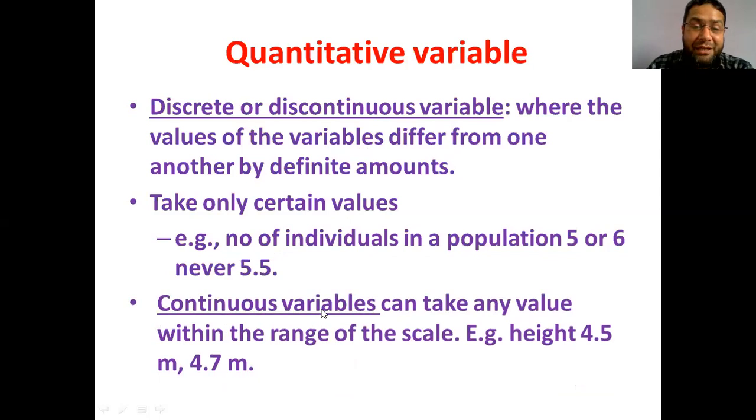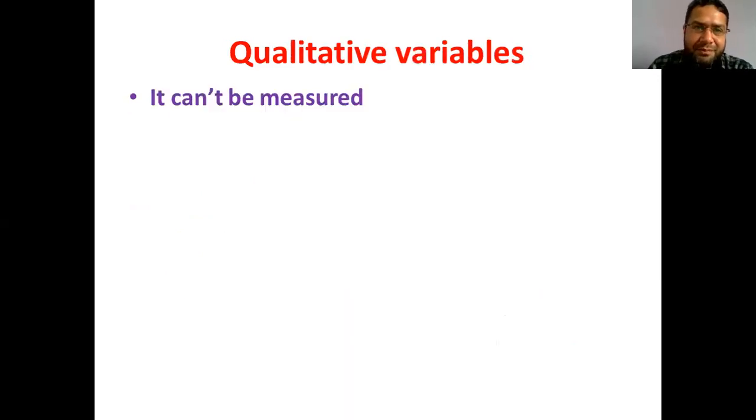Then we have the continuous variable. They can take any value within the range of the scale. For example, height can be 4.5 meter, it can be 4.6, it can be 4.7, it can be 5 meter. So it can take any value. Such types of variables are known as continuous variables that can take any value.